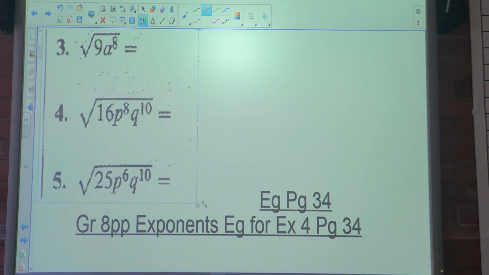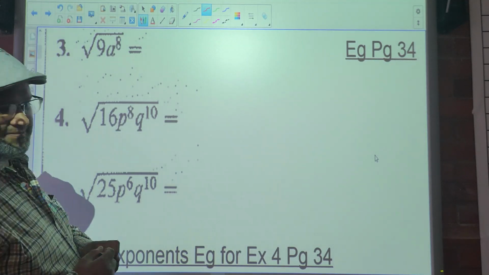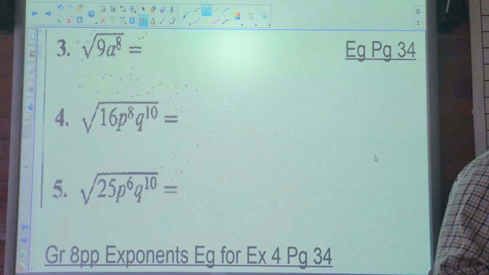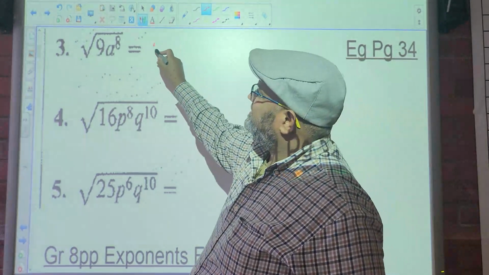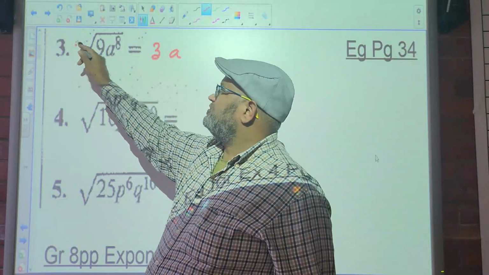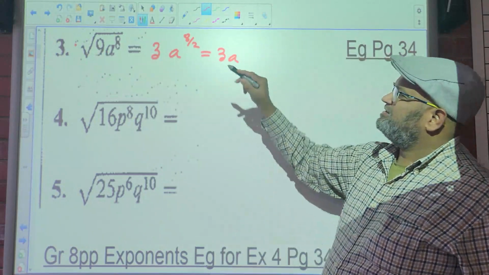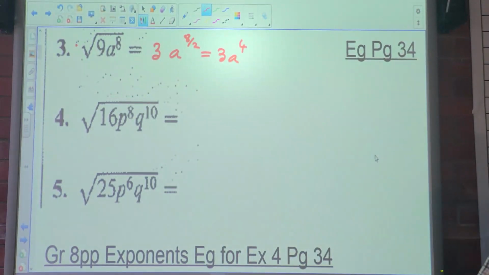Well, there's an x3. What's the square root of 9? 3. 8 over 2. So it will be 3a to the exponent 4. Who got that right? Right. You got it right this time. Go for it on the side. Where did you go wrong?